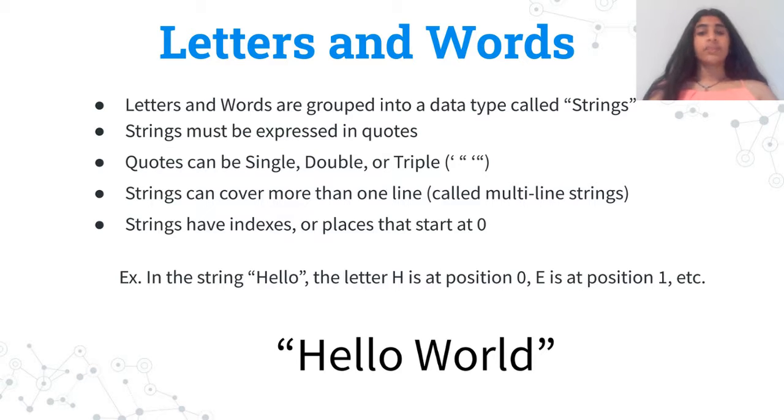Strings have indexes, or places that start at 0. So if your word is cat, C in cat is 0, A is 1, T is 2, and so on. In the string hello, the letter H is at position 0, E is at position 1, and so on. So we see hello world there, and it might be useful to think about what numbers each one gets. So H is 0, E is 1, L is 2, the second L is 3, O is 4, and the space would be 5, and so on.